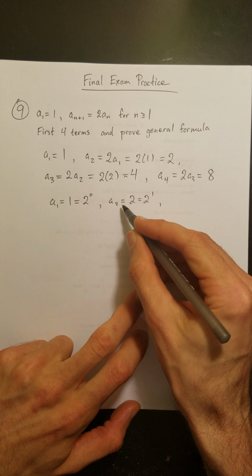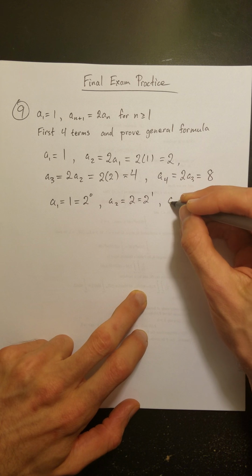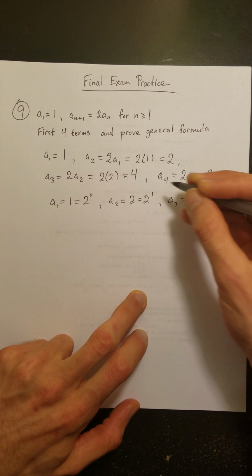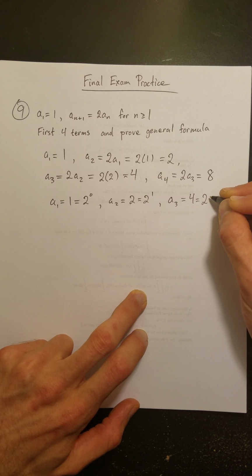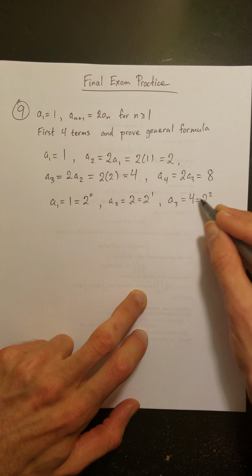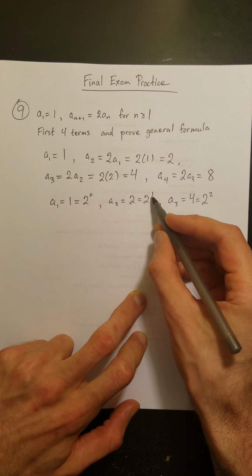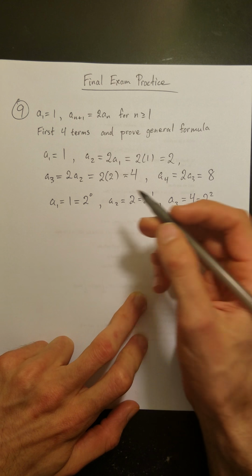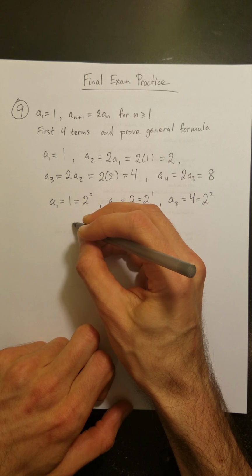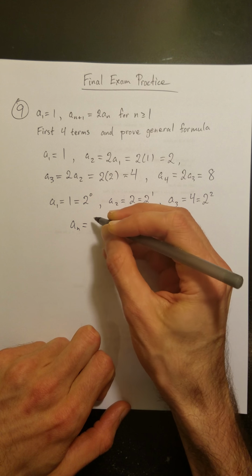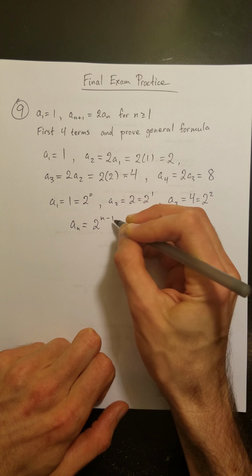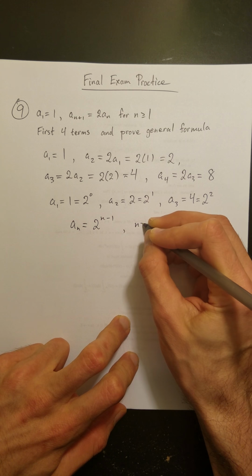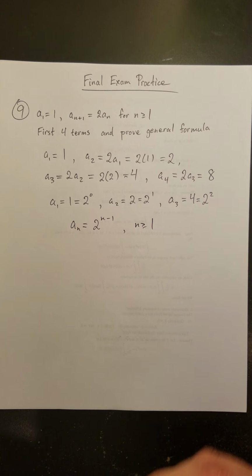So it's starting to look like it's 2 to the power n minus 1 that we're looking for. a3 is equal to 4, which is 2 to the power 2, right? 2 is, of course, 3 minus 1. 1 is, of course, 2 minus 1. 0 is, of course, 1 minus 1. So we're going to guess the formula a_n is equal to 2 to the power n minus 1, for all n greater than or equal to 1.